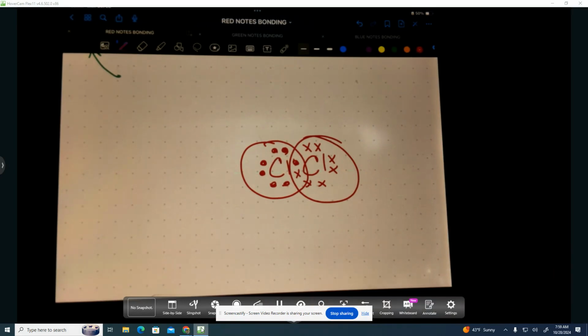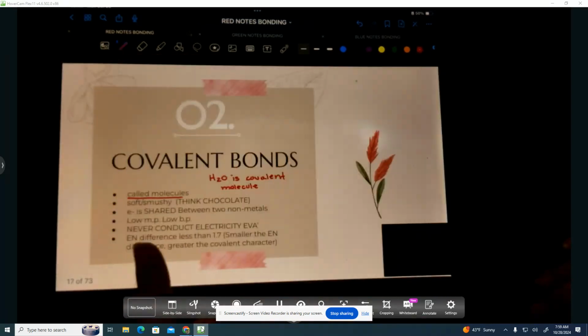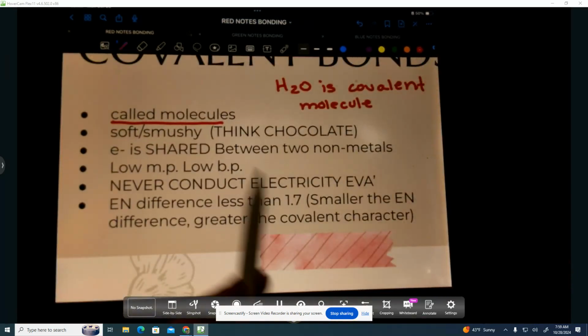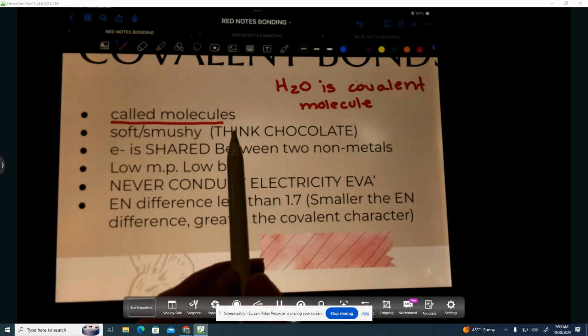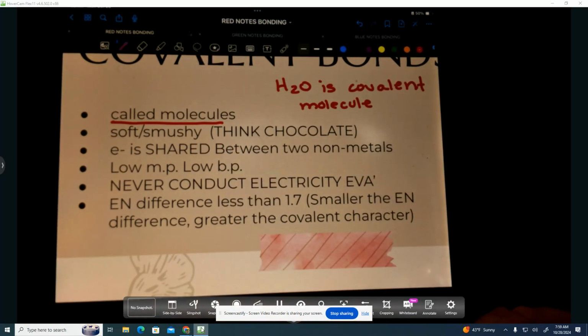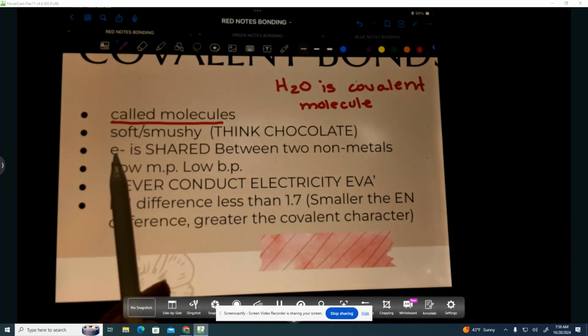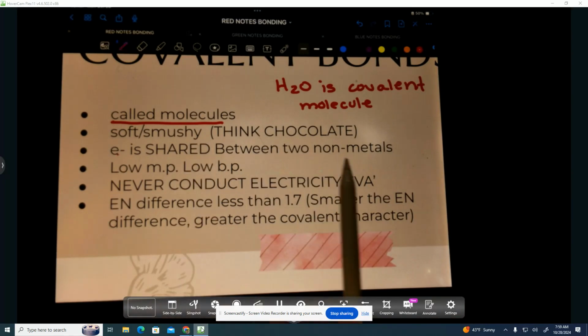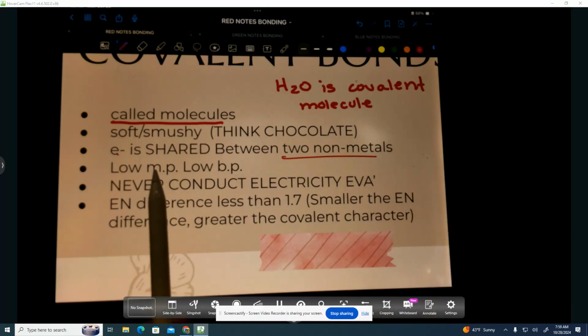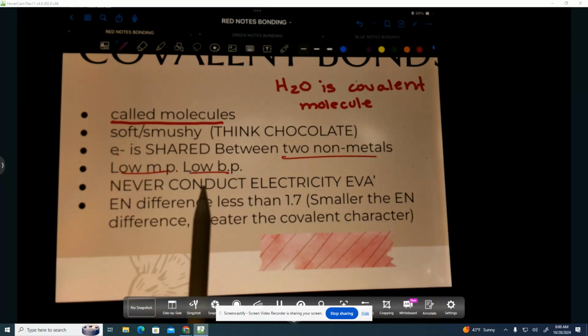Properties of covalent bonds: low melting point, low boiling point. You just wrote all that stuff down. Okay? They're molecules. They're usually soft and smushy. Okay, think waxes. Those are molecules. The electrons are being shared. I just showed you a very simple sharing of electrons. They're low melting and low boiling points. Candle wax. They never conduct electricity. Ever.